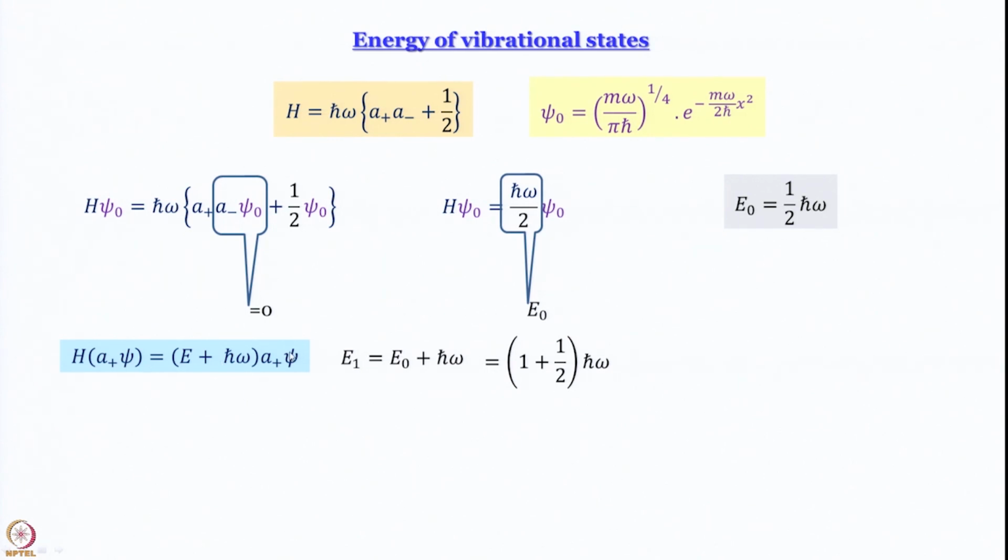I can again get E2 by making a plus operate on psi 1, then it should be E1 plus h cross omega. E2 should be E1 plus h cross omega. What is E1? E1 is 1 plus half h cross omega. Add 1 to that, what do you get? Simply you get 2 plus half, whole thing multiplied by h cross omega, and so on and so forth. So, what we have seen is that even though we have not really worked out the wave functions for the higher energy states, we have been able to work out the energies. So, what happens for E v?